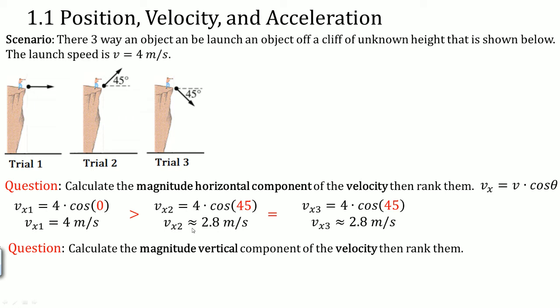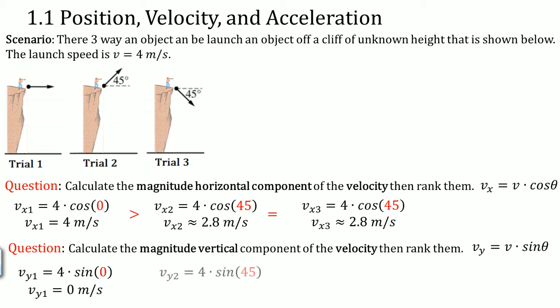Now, if you want to look at the vertical component, it would be Vy, the velocity times the sine part of theta. The sine part here is the opposite. That's why it's V times sine theta. So plug it in: 4 times sine of 0.